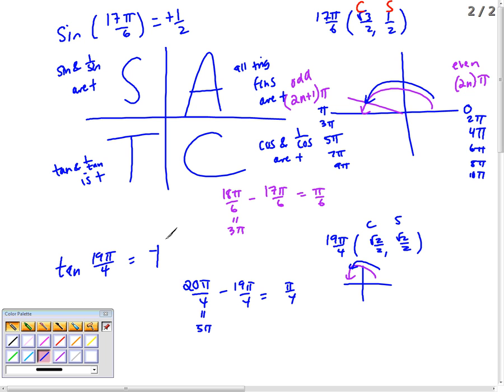Is there a quick way if your denominator is not 2, 3, 4, or 6? We don't know the ratio, so you'll have to use a calculator. If your denominator is not one of 2, 3, 4, 6, then we don't know the ratio.